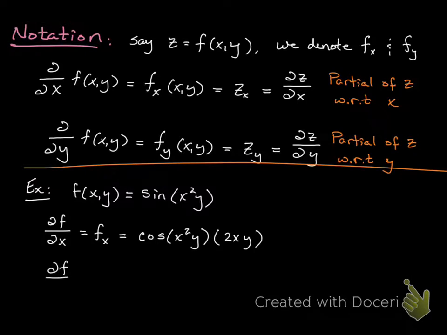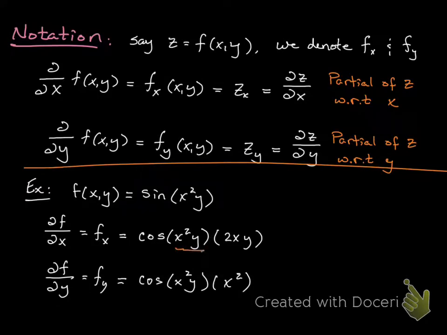Okay, I also want the partial with respect to y. Excuse me. So in this case, I take f subscript y, derivative of sine, got ahead of myself. Derivative of sine is cosine with respect to x or y. Inside stays the same. Then the derivative of the inside with respect to y. This time x is a constant. Derivative of y with respect to y is 1. So all I should see is an x squared times a 1, or just x squared.